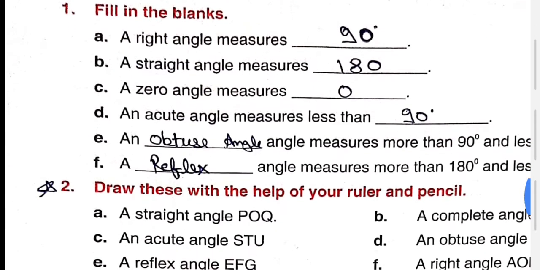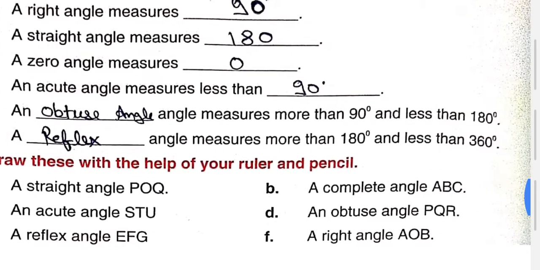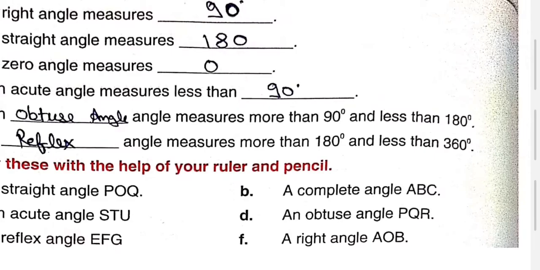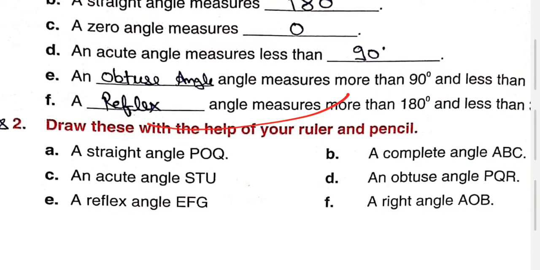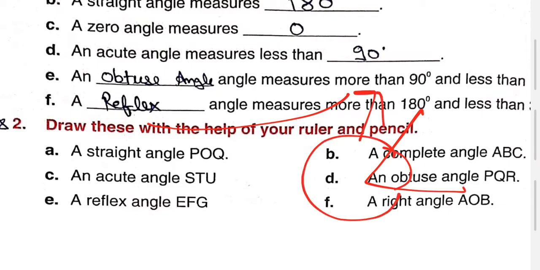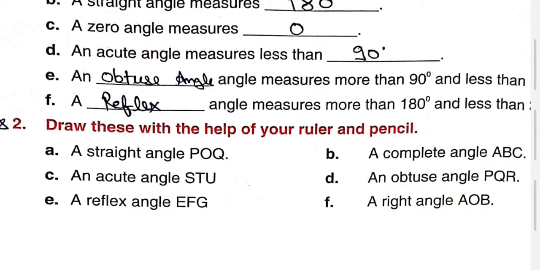Now a dash angle measures more than 90 but less than 180. The angle which is more than 90 and less than 180, that is obtuse angle, as I told you. It is obtuse angle. And an angle measuring more than 180 and less than 360, this is known as what? Reflex angle. As I told, that is the bigger one. The bigger one is reflex angle. So it is more than 180 and less than 360 by definition, so it is known as reflex angle.